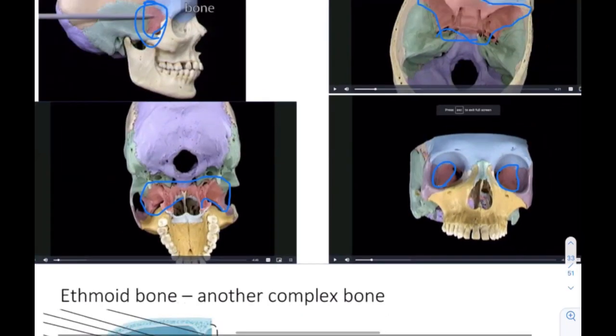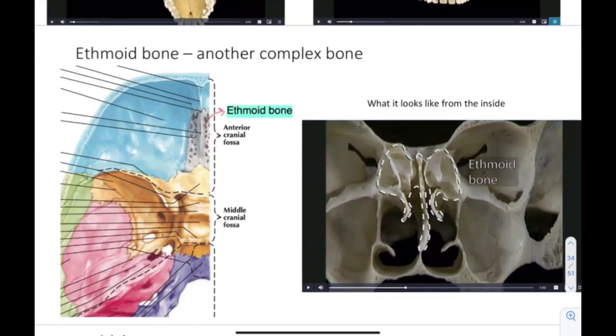Okay, so this is the sphenoid bone. And then another complex bone is the ethmoid bone. From the cranial base, it forms this part. Okay, this is a superior view. And medial to the orbital cavity, so right here is the orbital cavity. Medial to it, you can see this is the ethmoid bone from the inside.